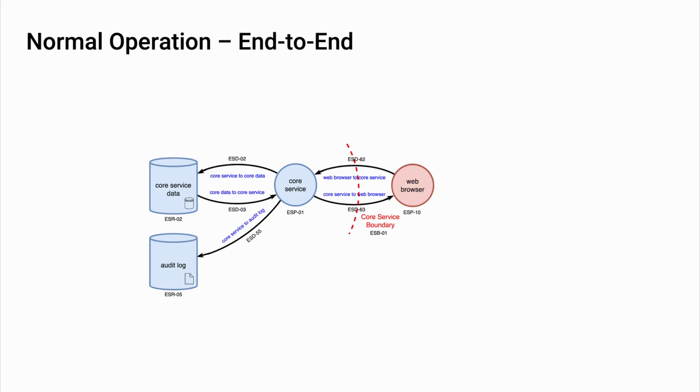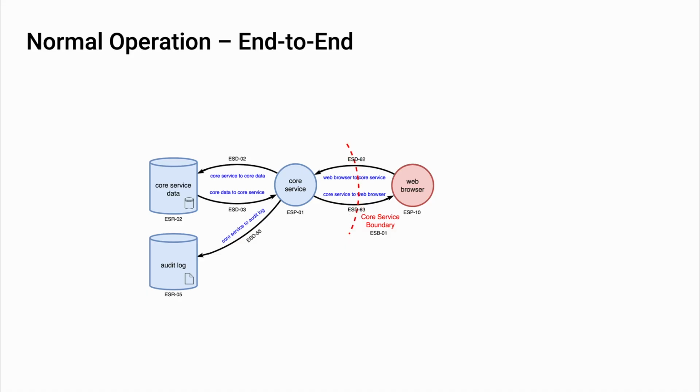Here's the normal operation at its most abstract level. This is where we can reason about the type of communication that's going on between the core service and the web browser itself. Note that the core service boundary shown here could as easily have been a machine boundary. It's arbitrary which we use.